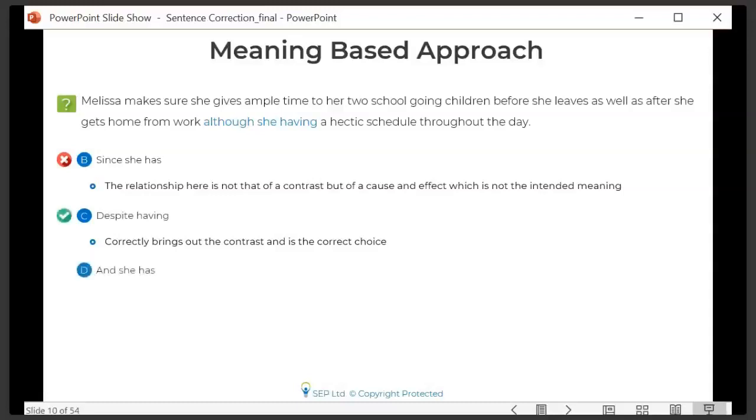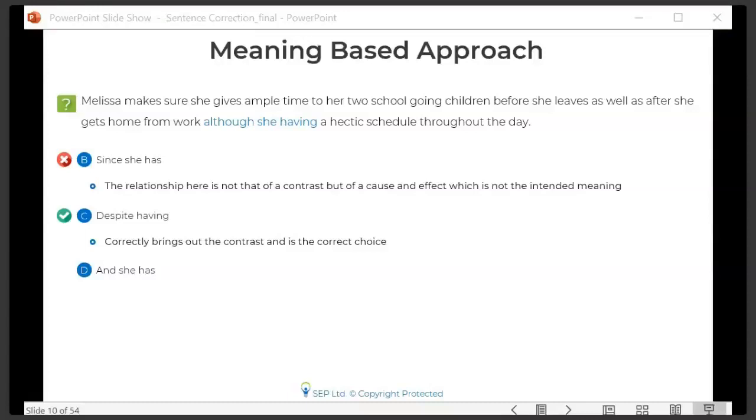Let's look at choice D. And she has. Now let me ask you a question here, guys. Choice D, is it grammatically incorrect? Is choice D grammatically incorrect, guys? No. Good. All of you have responded with no.